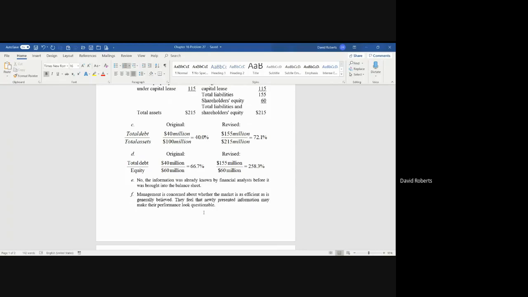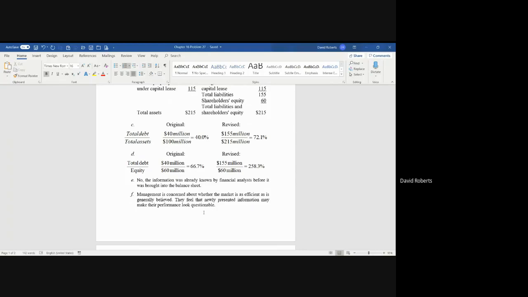So in Part F, it talks about management and their concerns. So if the market is efficient, what it may do is the market may take a slightly different view of the fact that their debt levels are much higher than was originally thought, as explained in my earlier explanation.